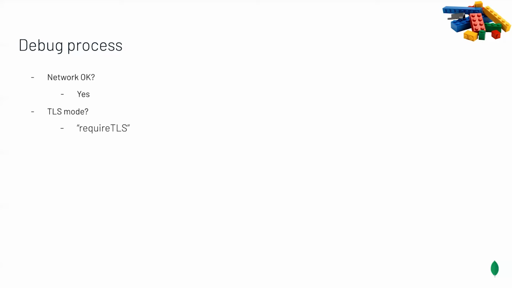But I suggest, if you want to set require TLS, always start with allow. First, allow TLS, check your certificates, and then go to prefer TLS, and then to require TLS. In this particular case, the customer set require TLS without going step by step. What's the problem? Where to look for it? Okay, the problem usually with TLS is certificates. If the network is okay, certificates in 99% of the cases are the issue.